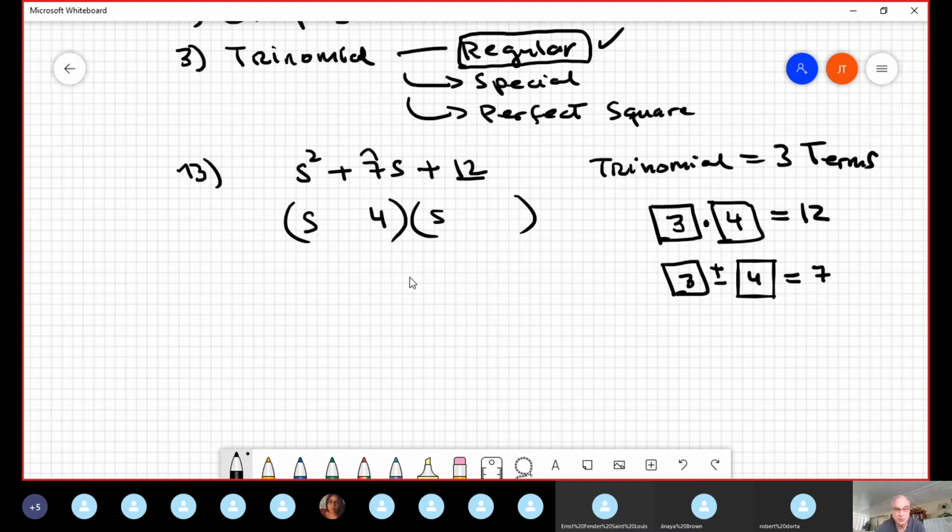Doesn't matter the order. Personally, I prefer to put the bigger first. I don't know why, but it doesn't matter because the product doesn't change when you switch the order, right? In this case, positive, no? Plus plus. Why plus plus? Because positive 3 times positive 4 is positive 12. Multiplication, and addition is positive 4 and positive 3 is 7. Nice. This is the answer.